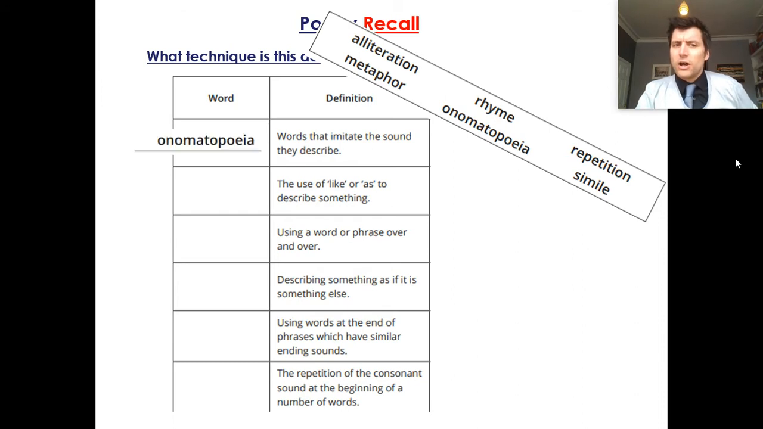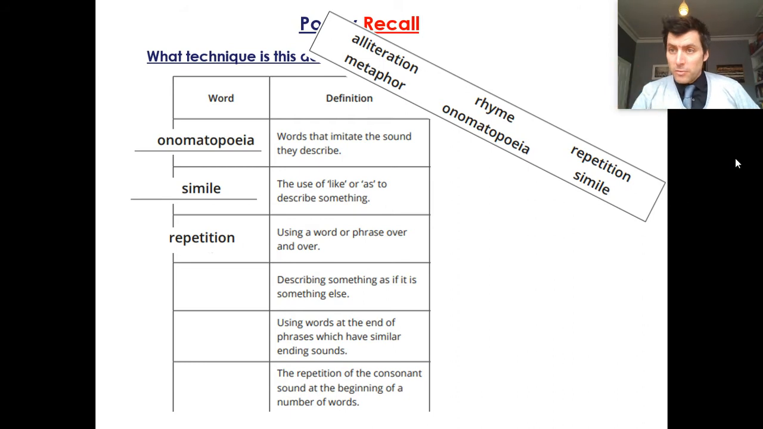First one is onomatopoeia. So crash, clap, bang, tap. All those are onomatopoeias, where the sound mimics the word. Similarly, where we've got like or as, and we compare something. Okay, Mr. Spring's hair was like a giant bush now. It's getting towards a bush. Let's see where it's going to end up.